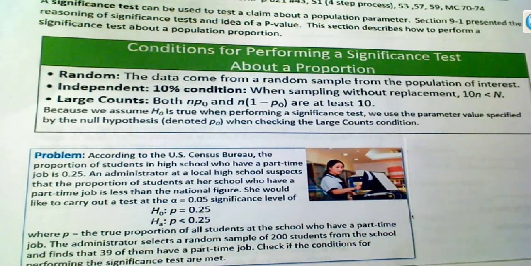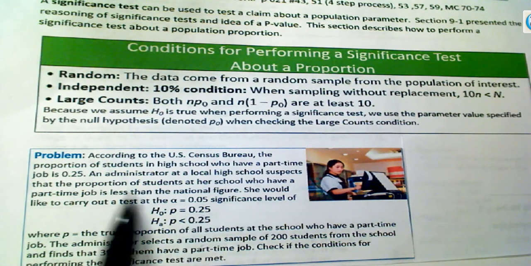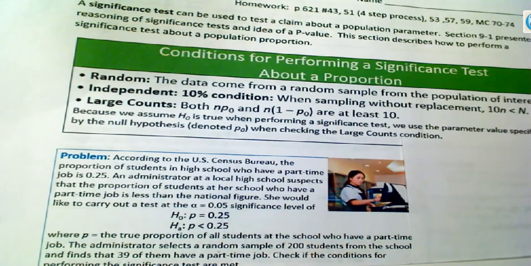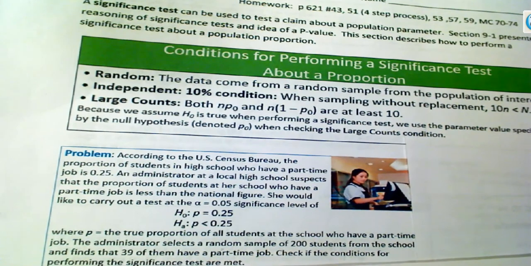As you read through the problem, p equals 0.25 is the claim, and the principal thinks that at her high school the proportion would be less than 0.25. p is the true proportion of all students at the school who have a part-time job. The administrator selects a random sample of 200 students from the school and finds that 39 of them have a part-time job. Check that the conditions for performing the significance test are met. We've got to check those three conditions.